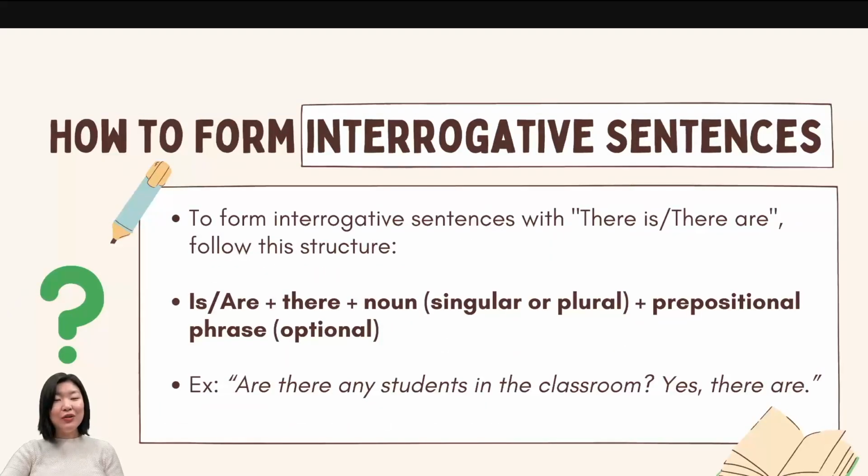Moving on, how to form interrogative sentences. To form interrogative sentences with there is or there are, you must follow this structure. To form a question, you can start off with is or are. So is there or are there, plus a noun, singular or plural, plus a prepositional phrase. That's optional. Let's take a look at the example. Are there any students in the classroom? Yes, there are. It means that, yes, there are students in the classroom.